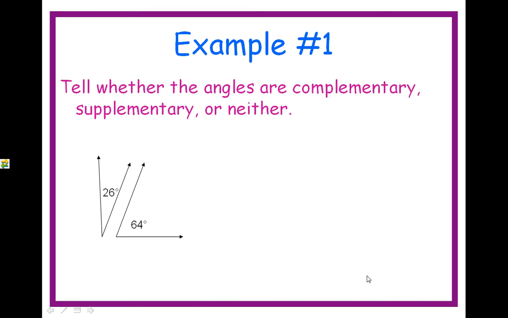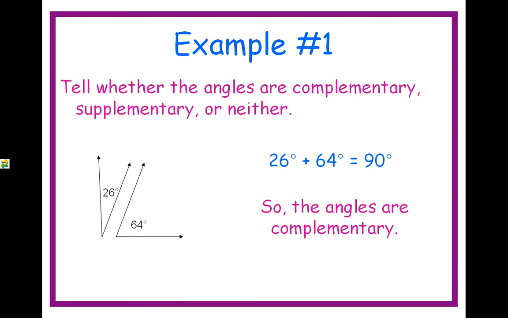Example number 1. Tell whether the angles are complementary, supplementary, or neither. So to find out, we're going to have to add the measures together to find out what they are equal to. So 26 plus 64 is equal to 90. So if the sum is 90 degrees, they are going to be complementary.